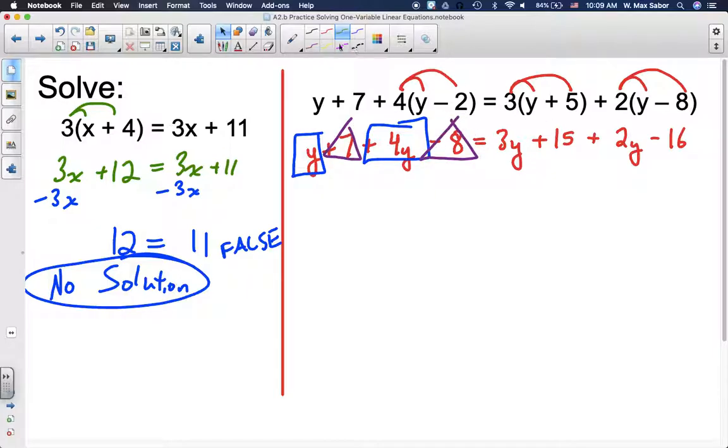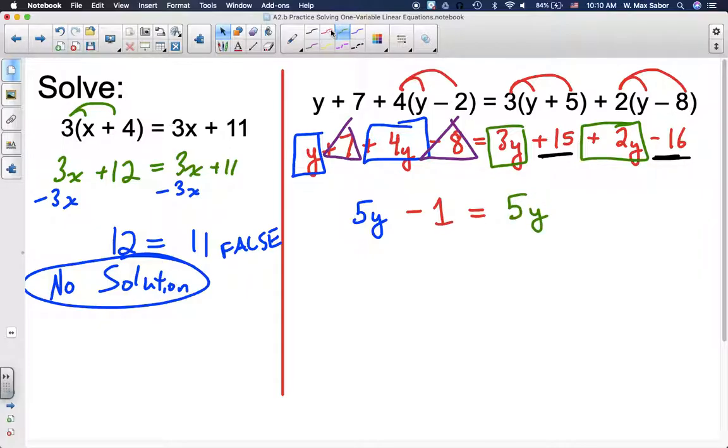Now, when we're combining like terms, we're only combining like terms on the same side of the equal sign, so I'm going to use different symbols for the like terms on different sides of the equal sign. I don't want people thinking that we're combining like terms that are on opposite sides. So this is 1y plus 4y is 5y's. This is positive 7 minus 8 is negative 1. We have positive 3y, positive 2y is 5y, and positive 15 minus 16 is negative 1.